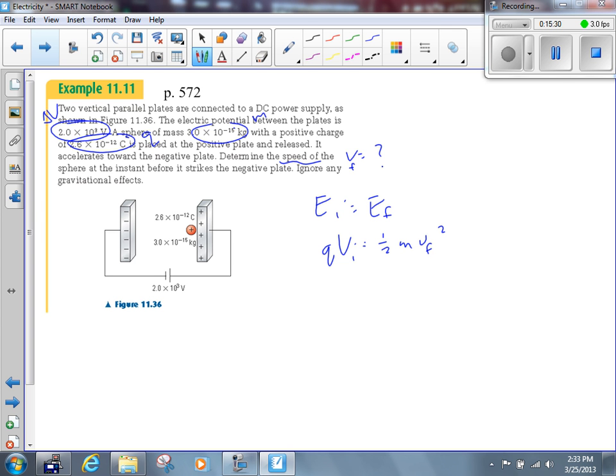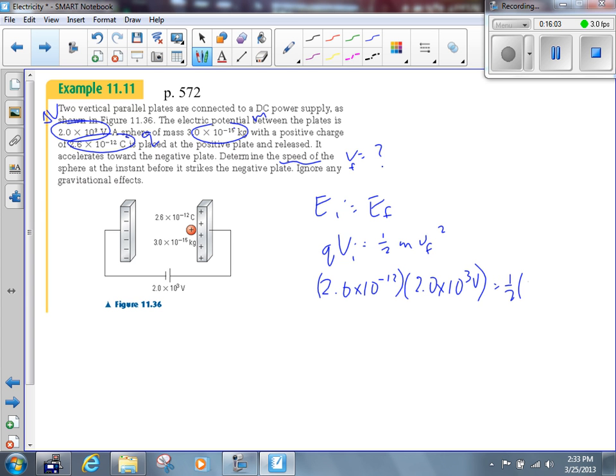Now we're going to sub in our numbers. Q is 2.6 times 10 to the minus 12. V initial is 2.0 times 10 to the 3. Now, technically, we're not given the initial potential. We're given the potential difference. But if the final potential is 0, then the change in potential is going to be equal to whatever the initial is. We're given the change. The initial must be the same value, 2.0 times 10 to the 3.